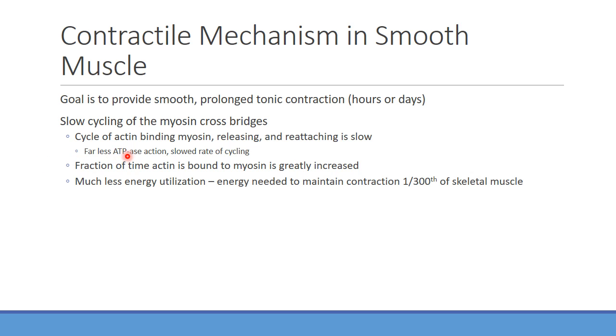One of the ways this occurs is because there's way less ATPase action, and this helps to slow that cycle, right? Because ATPase was important for the myosin because it would help to break down the ATP into ADP and phosphate, and that's what got the myosin head ready for another contraction. So we have way less action there, so it's going to slow everything down. But also the fraction of time that actin is bound to myosin is greatly increased. So when it binds, it tends to stay bound for a lot longer, which allows for more sustained contractions. It also utilizes way less energy than your skeletal muscle, about 1/300th the amount of energy needed to maintain contraction of smooth muscle versus skeletal muscle, because again, we're using a lot less ATP in general.